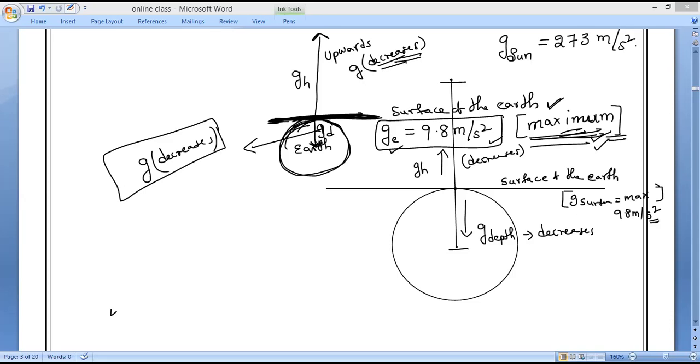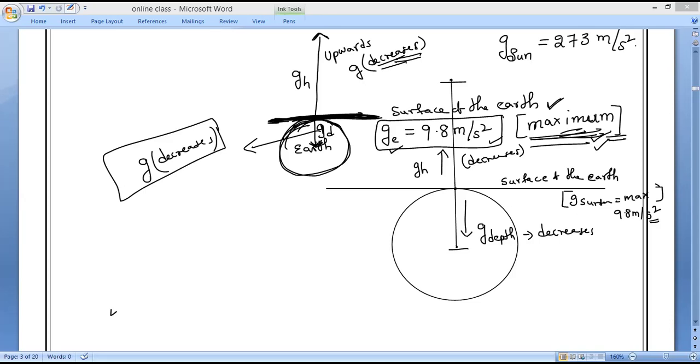Now, shall we start, everyone? If you are okay, then we'll start. Now, on the surface, what is the g value, maximum or minimum? Maximum. So which formula have we used to calculate the maximum g value? Mitakshri?